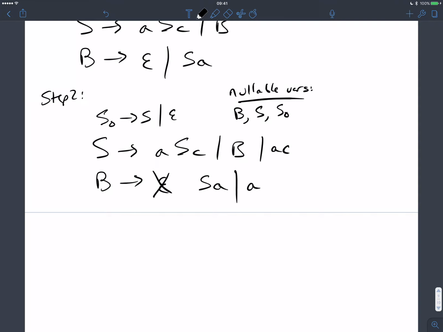Well, you can't have S to epsilon because only the start variable can. But I'm not going to do a look ahead. I don't do look ahead here. We do that in the step where we eliminate unit rules. Because since S is nullable, it could go away, but it could make something else other than the empty string, so I keep the original rule and make S go away. Okay?